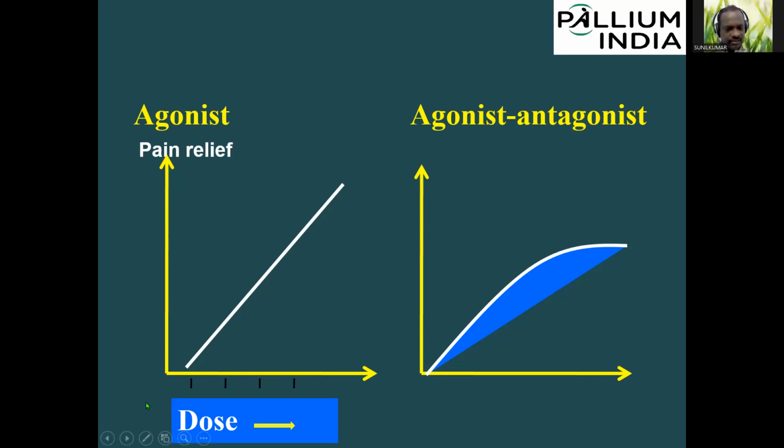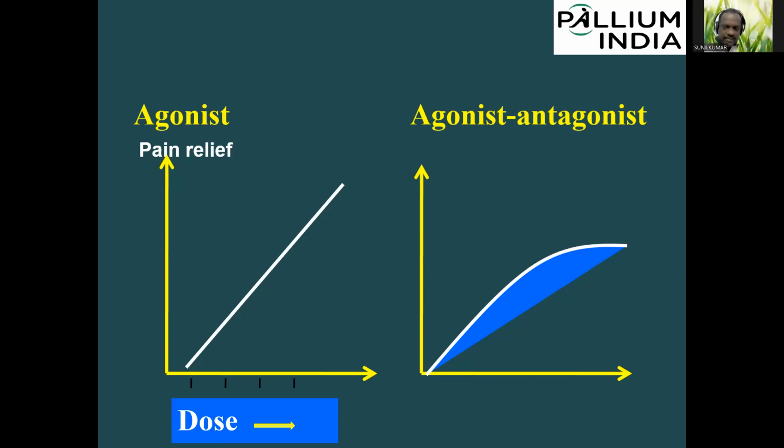And you can see, in case of agonist, when you increase the dose of opioid, you will get corresponding pain relief. When you give this much, you will get this much pain relief. When you increase the dose to here, it will give this much pain relief. And when you increase the dose till here, you will get full pain relief. That means this is known as no ceiling effect for analgesia. So the agonist group of drugs have no ceiling effect for analgesia.